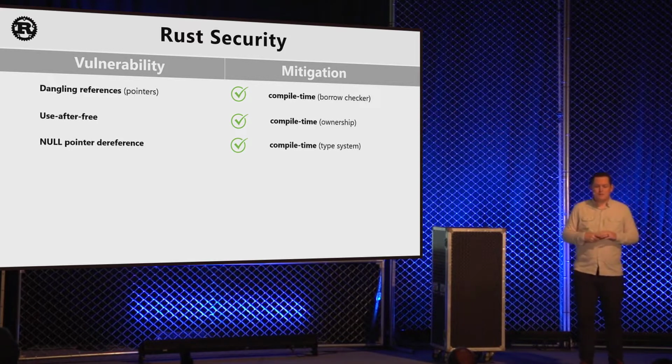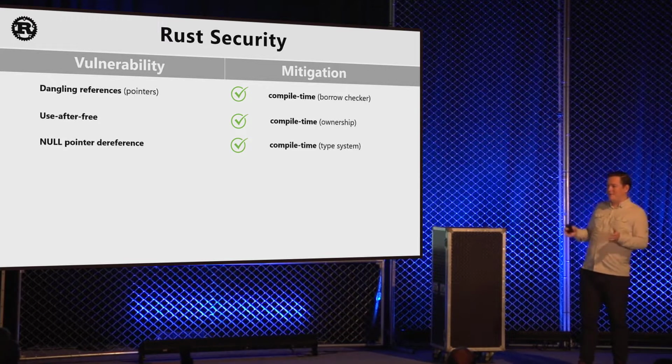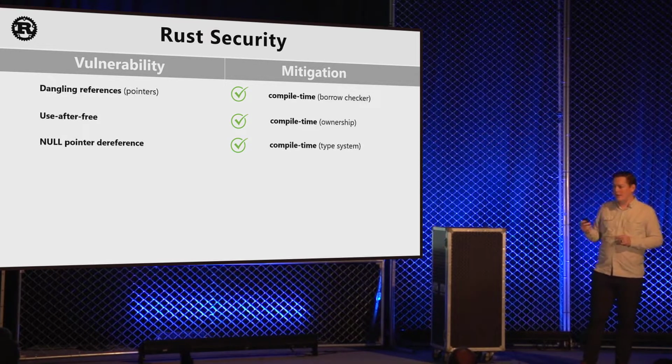Null pointer dereferences. This occurs when you have something that you never used and never allocated and you try to use it, right? It's just a zero memory location. Rust also handles this at compile time, but using the type system. And it does that by just not having a null type.